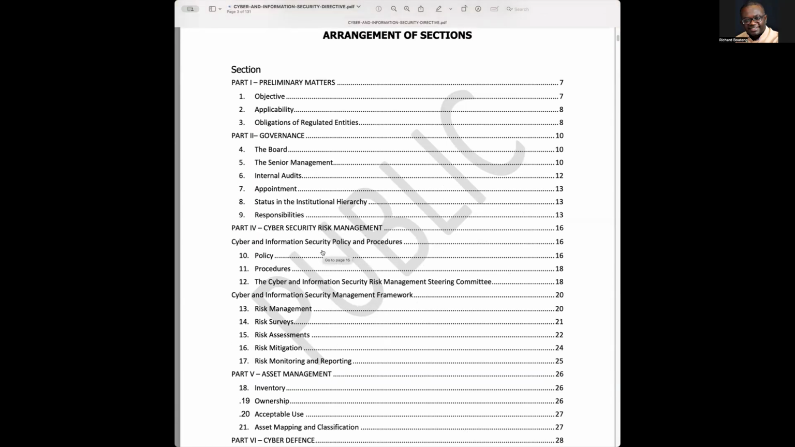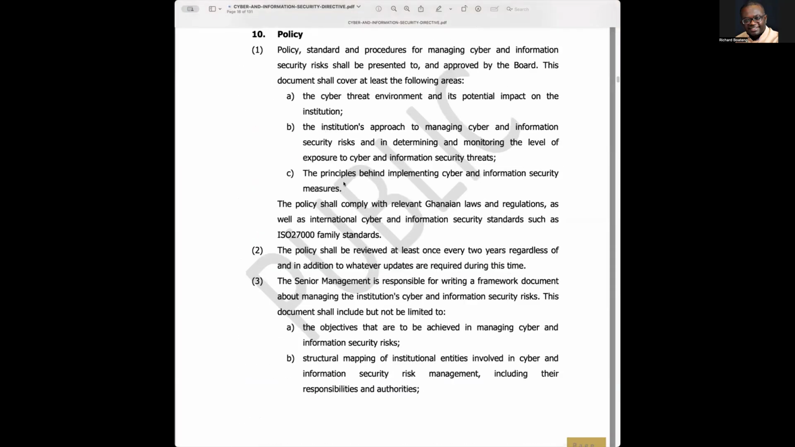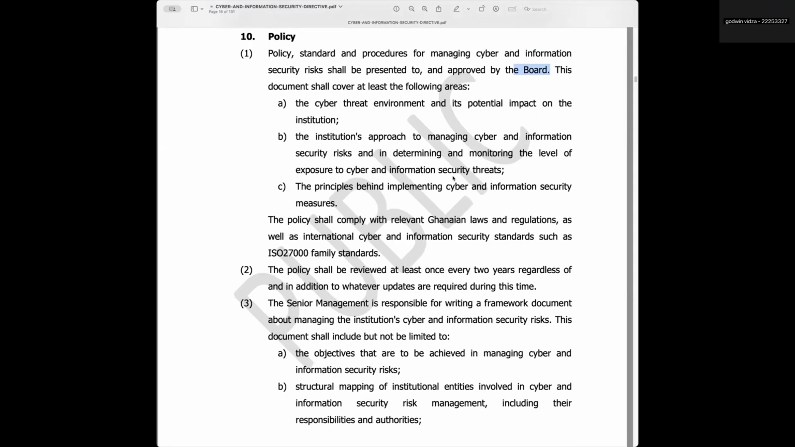You see the policy. So the policy starts. The policy says policy, standards and procedures for... You see what I mentioned. Policy. They have avoided guidelines because, Bank of Ghana, they don't want to give you any room for operation. They want straight policy, standards and procedures for managing cyber and information security risks shall be presented to and approved by who? Approved by who? The board. Good.